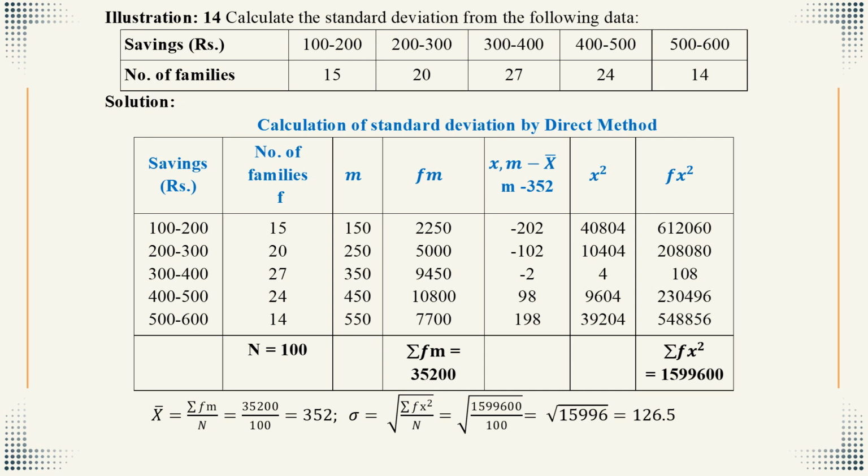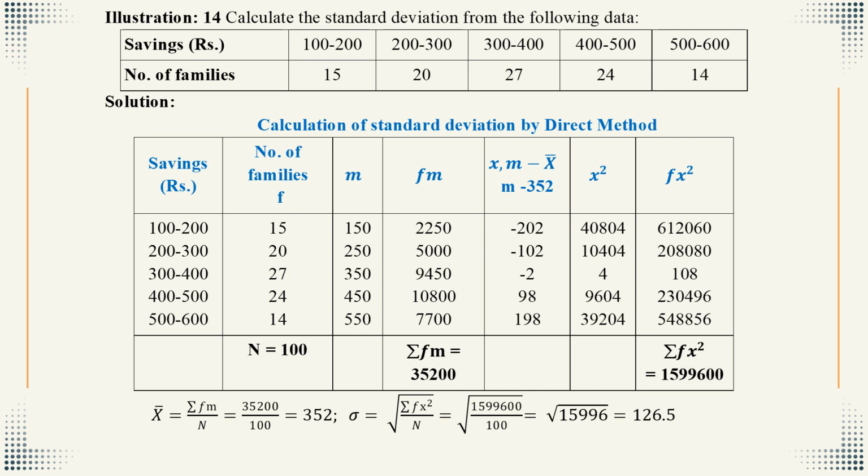So for the calculation you have to prepare a 1, 2, 3, 4, 5, 6, 7 column table. The first 2 columns are as given in the illustration, that is X and F. Then, in the third column, you have to find the mid value, that is M, being 200 plus 100 by 2, that is 150. 300 plus 200 by 2 equal to 250. Like that you have to calculate: 350, 450, 550.